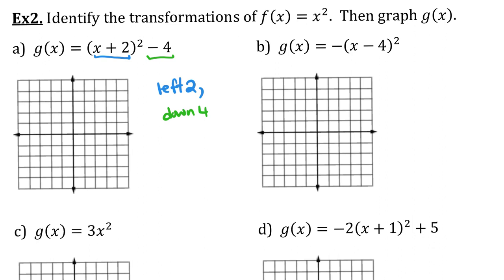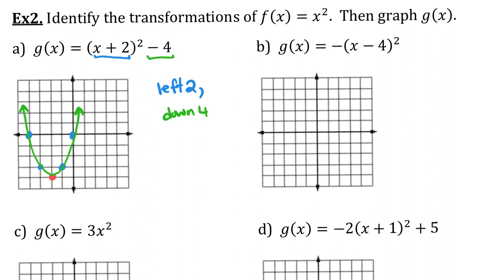Okay, so normally the vertex is (0, 0). Let's go left 2, down 4. 1, 2, 3, 4. My new vertex is down here. And then it should make the same shape as the parent graph. So I'm going to go right 1, up 1, left 1, up 1, right 2, up 4, left 2, up 4. If you want to go further, you could go right 3, up 9, because 3 squared is 9. Okay, and it should look curved. Don't make it look like a V. That's absolute value.